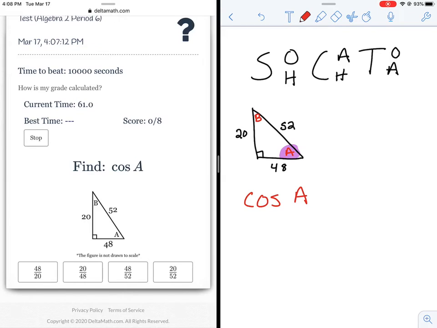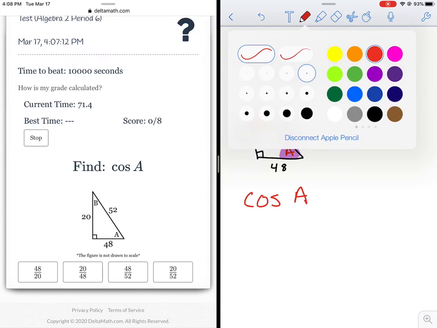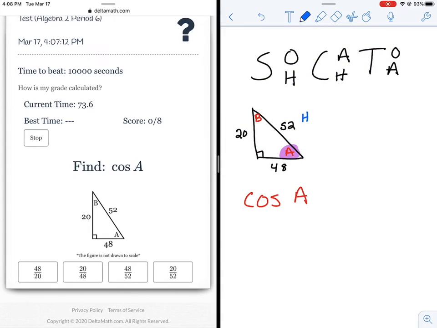I always want you guys to label your hypotenuse first. Hypotenuse is the one that's across from the right angle. Let me use a different color so it doesn't blend with that red. So my hypotenuse is the one that's across from the right angle. Then look across from whatever angle they told me. They told me A, that's why I'm using angle A. This is my opposite, and then this is my adjacent.